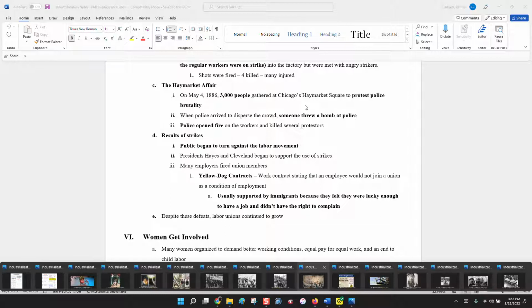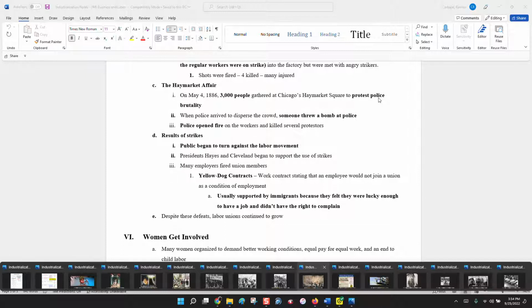So in Chicago, 3,000 people are going to gather in the Haymarket Square. This is not a strike. This is just a protest against the police, basically saying you should not be able to do what you want to do. And as these 3,000 people were there protesting the police, guess who shows up? Of course, the police.